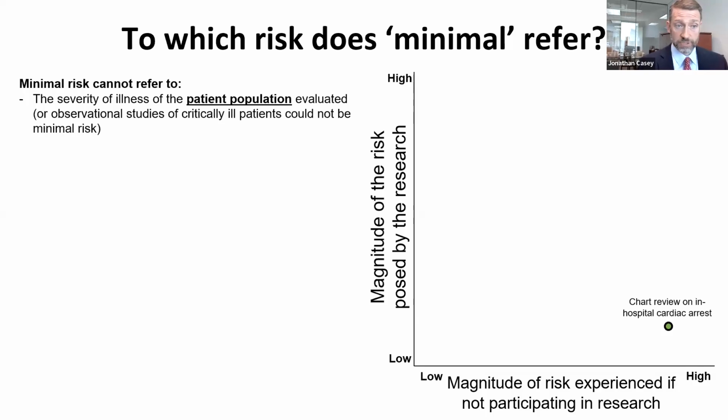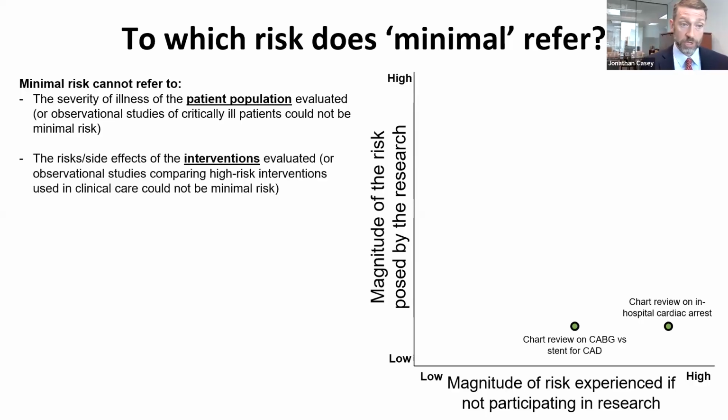Minimal risk can't refer to the severity of illness of the patient population being evaluated. Otherwise, observational studies of critically ill patients couldn't be determined to be minimal risk. We have all seen many chart reviews of conditions like in-hospital cardiac arrest, where everyone agrees the study's minimal risk. Minimal risk can't refer to the risk or side effects of the intervention being evaluated, or observational studies comparing high-risk interventions used in clinical care couldn't be minimal risk. So things like chart reviews of CABG versus stent for coronary artery disease, for which hundreds have been published and been determined to be minimal risk.